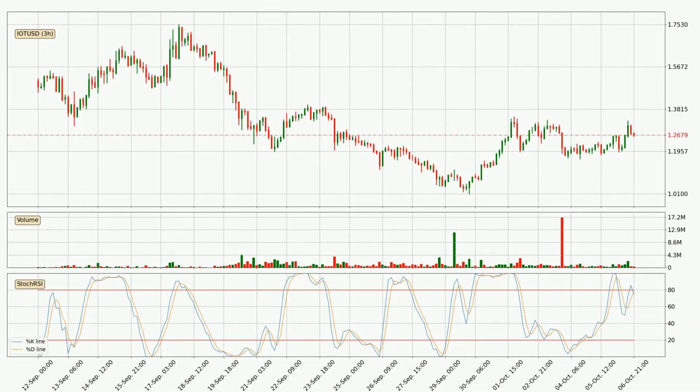Jumping to the 3-hourly Stochastic RSI, the Stochastic RSI currently shows no overbought or oversold conditions, but the %K line is below the %D line, which means the current trend is on the downside.